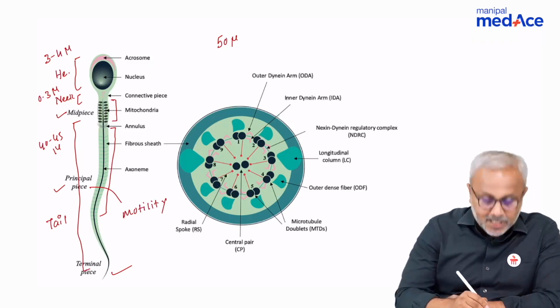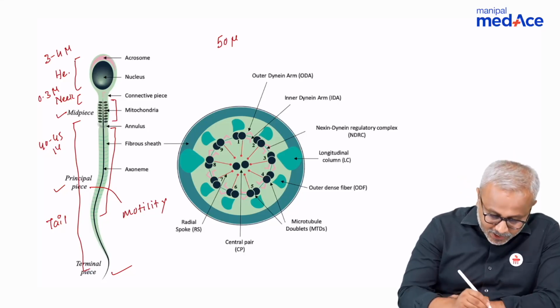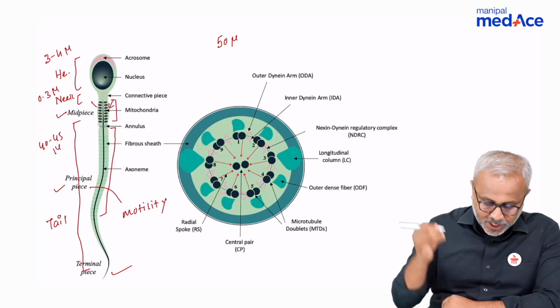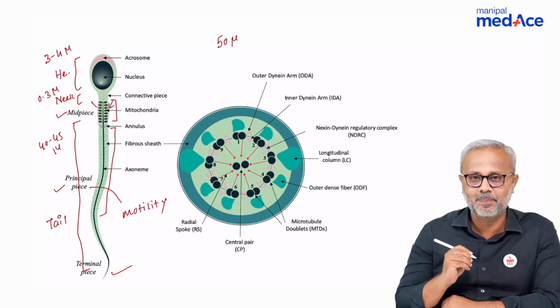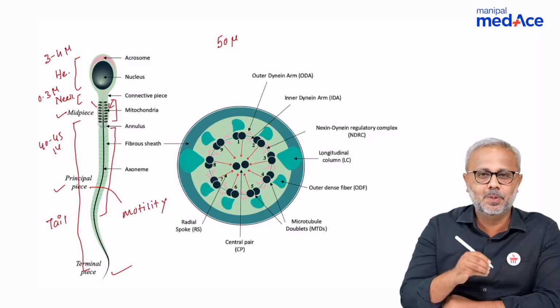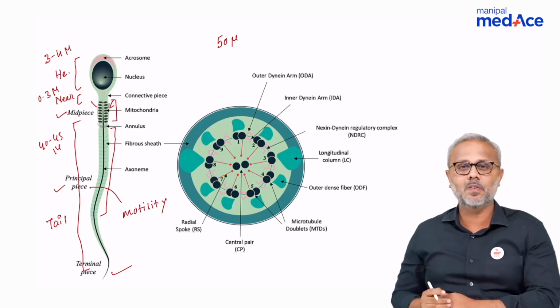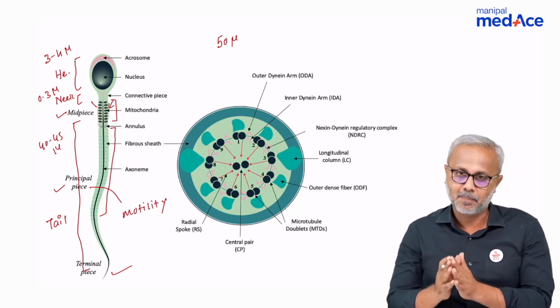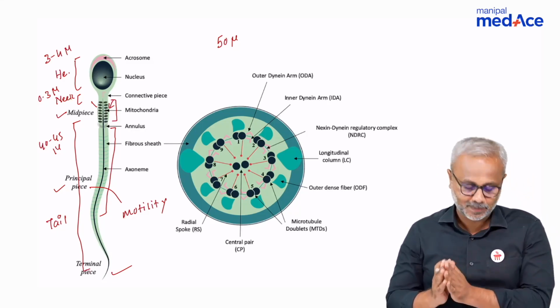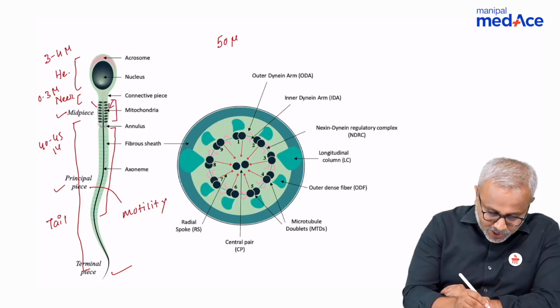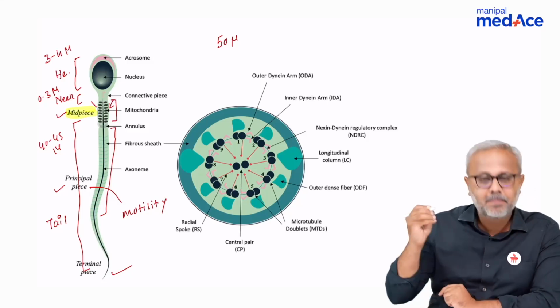Then the middle piece has the mitochondrial sheath covering the axoneme, right? So this was the question that was asked in the recent INI-CET exam. So which part of the spermatozoa has mitochondria or mitochondrial sheath? So remember, the answer is the middle piece.